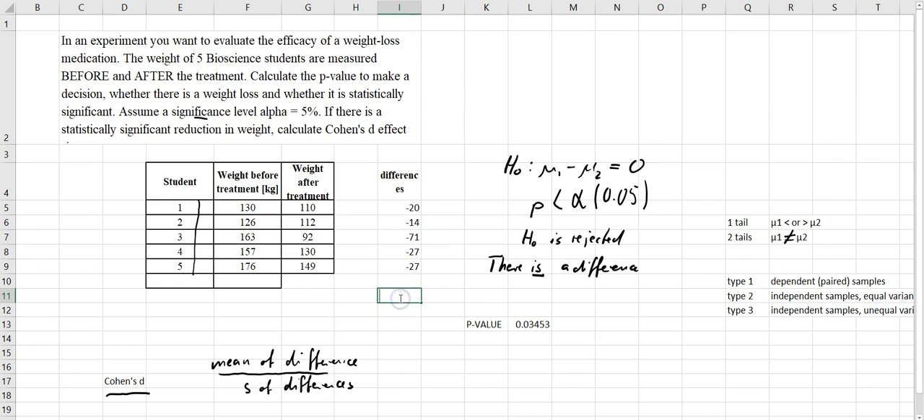And all we need to do is calculate the mean of the differences. So we calculate the average. So here is the average. And again, with the left mouse button pressed, we get the average. What is the mean of what each student lost? So 31.1 kilograms. Obviously, this weight loss, the difference is in kilograms. So that is our mean of differences.